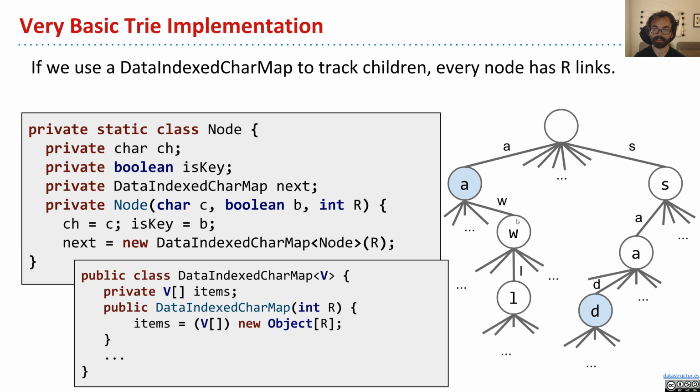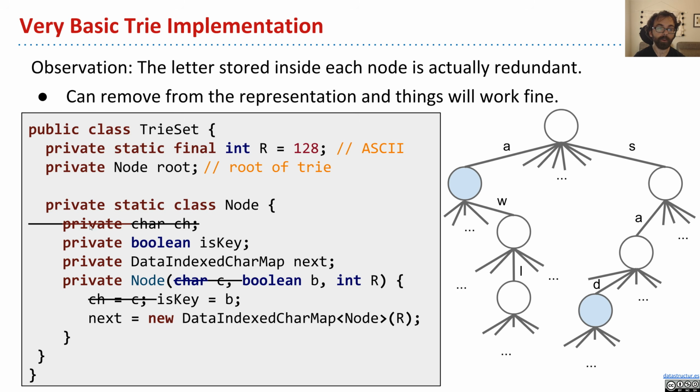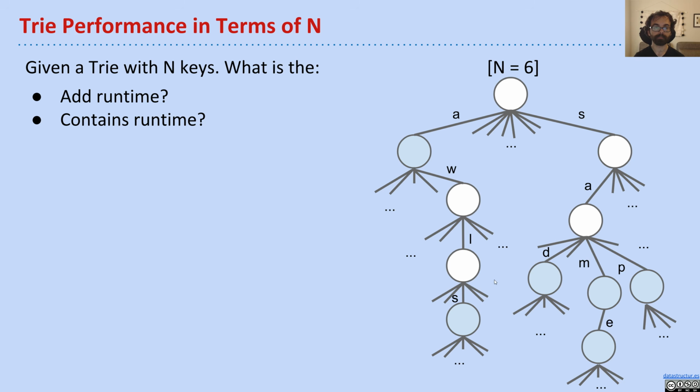When I follow this W link, it's always a node that has W on the other end. There's redundancy. So what I could do is remove this character from the node. The nodes don't actually need to store their character because the only way to get to them is along a link with a specific meaning. Okay, so I'm going to get rid of that character. So I'm going to remove that from our representation and things will work just fine. So that's one possible way that we can use a trie, or that we can build a trie.